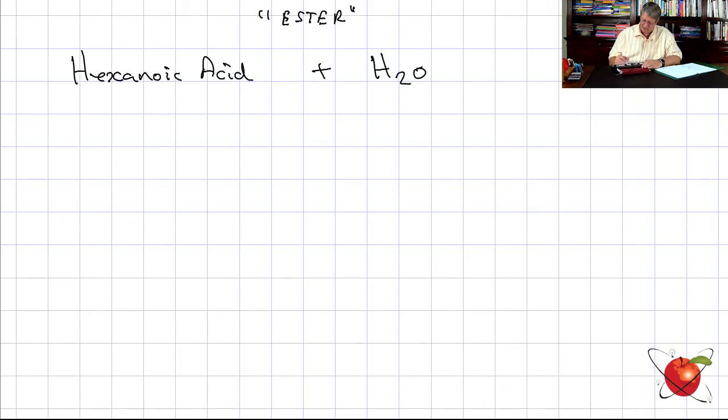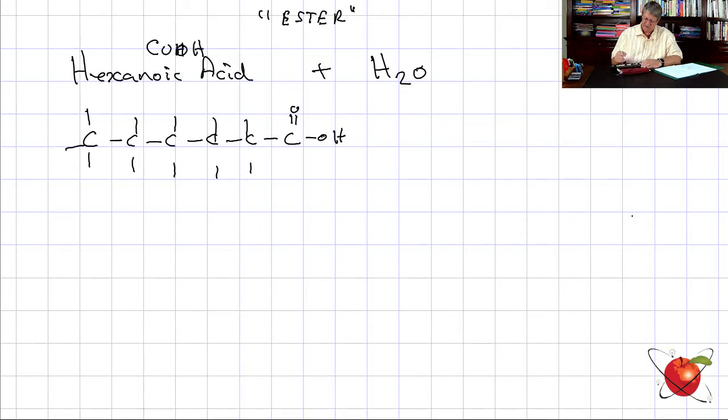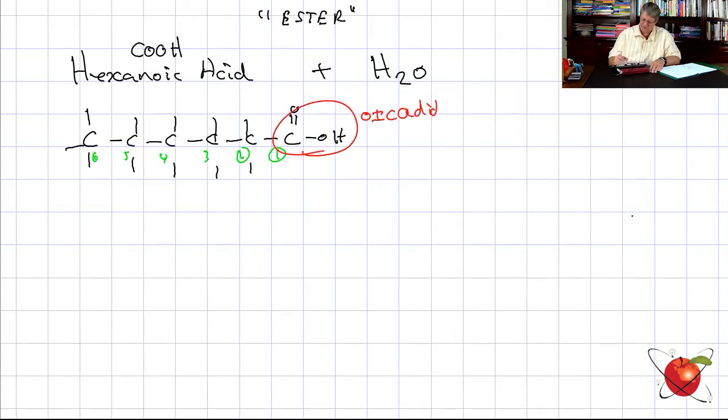And first of all, we're going to mix it with water. What happens? Well, it's an acid and it's hexa, so I must go 1, 2, 3, 4, 5, 6. Fill in our stalks. Acids end in COOH. That's my hexa. Let's just recap: 1, 2, 3, 4, 5, 6, hexanoic acid. I think that's the one that smells like goats. I'm not sure. Remember, this is our oic acid.